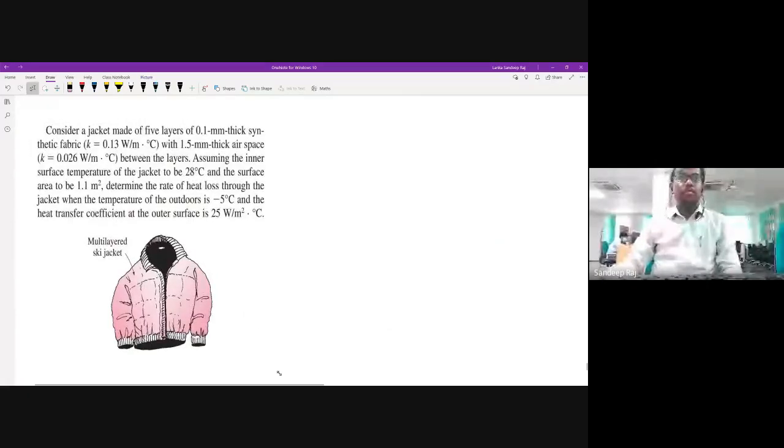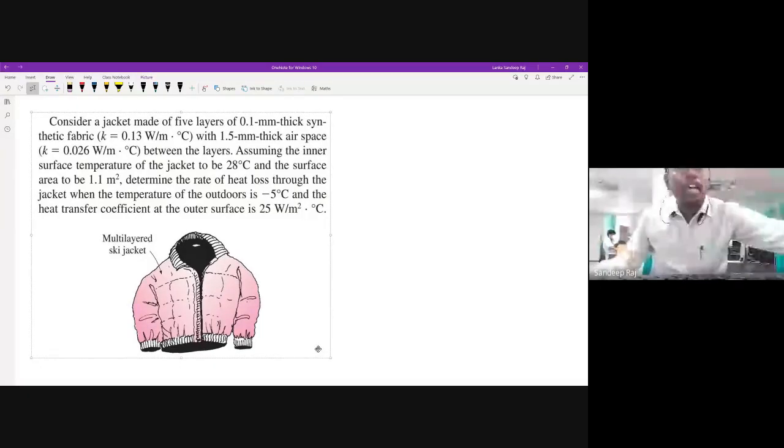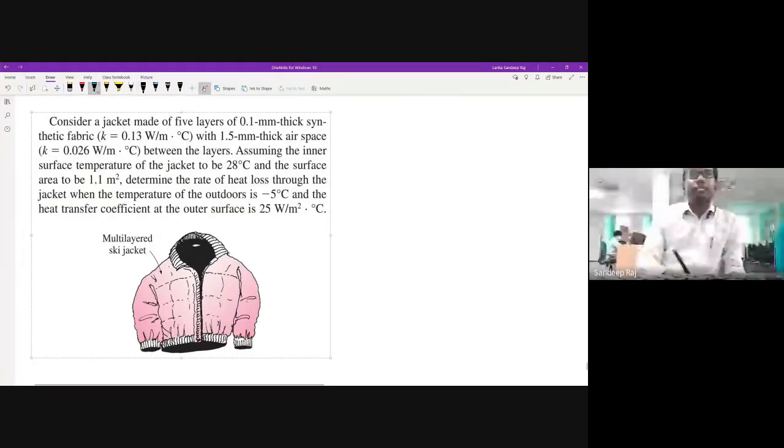This is the question here. As you can see in this question, what you have is a jacket. It's basically a jacket that you wear during winter, and it has 5 layers of 0.1 mm thick synthetic fabric of so and so K value, and it has 1.5 meter thick air space in between.